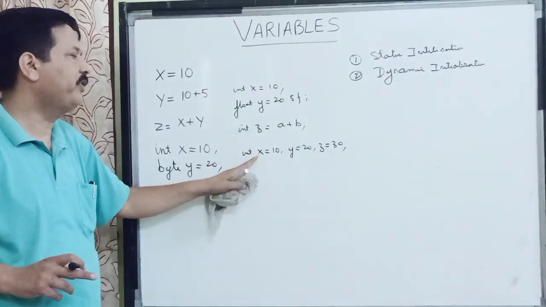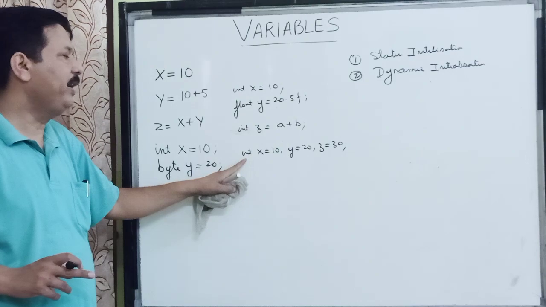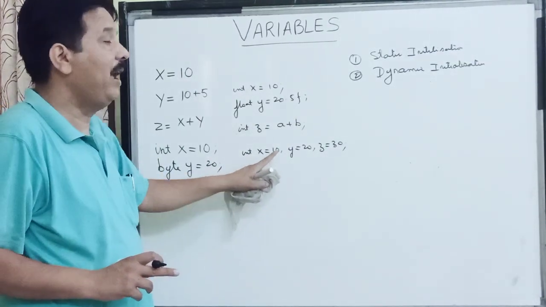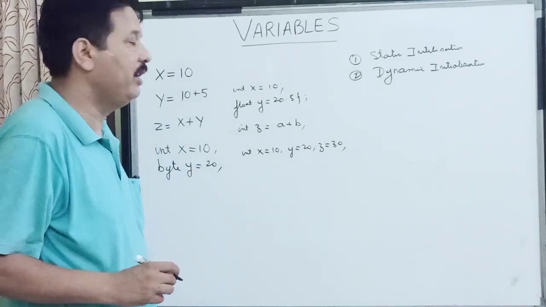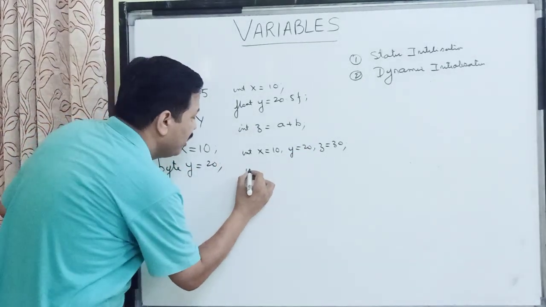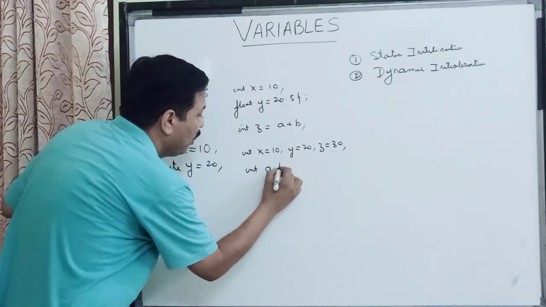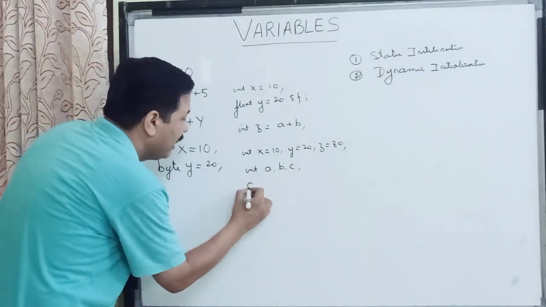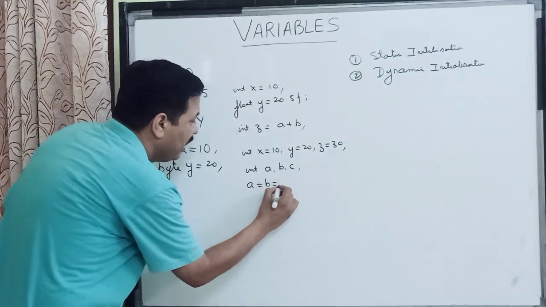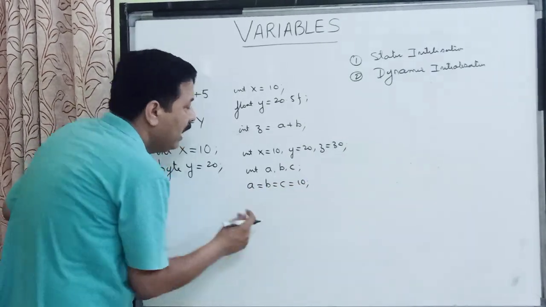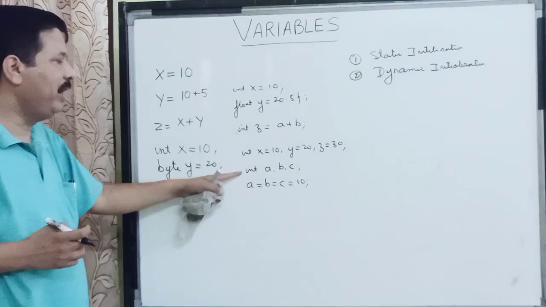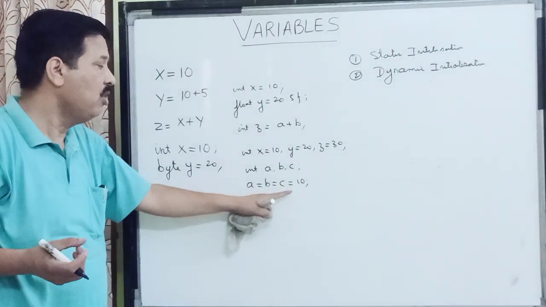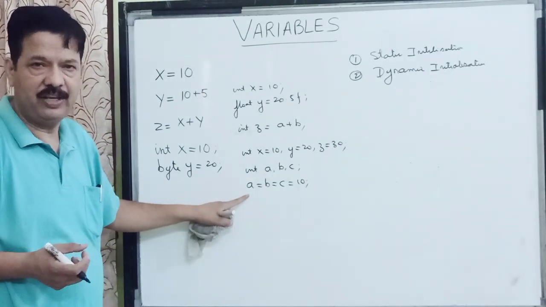So I have initialized three variables of type integer in a single statement. This is called multiple declaration and initialization. In the same way, children, I can initialize a, b, c. This is declaration, and I can even declare it like this: a is equal to b is equal to c is equal to 10. Now this is multiple declaration, and this is again multiple initialization with the same value. So we call it chaining of initialization.